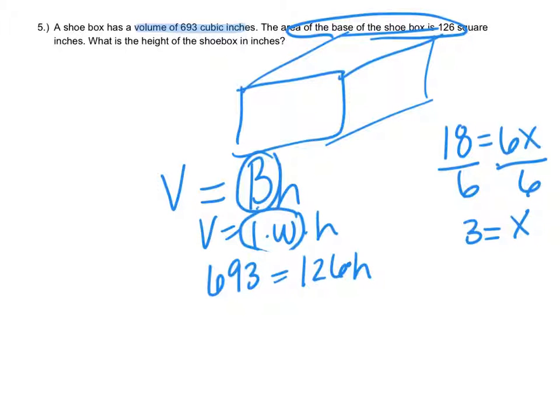Same thing goes here. 126 and H are multiplying, so we're going to work backwards. The opposite of multiply is to divide. Divide by 126 here, and that cancels. Divide by 126 here. It should give you an answer, and I need you to find it.